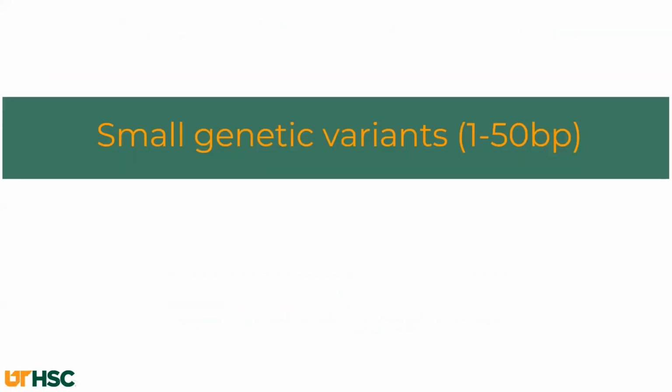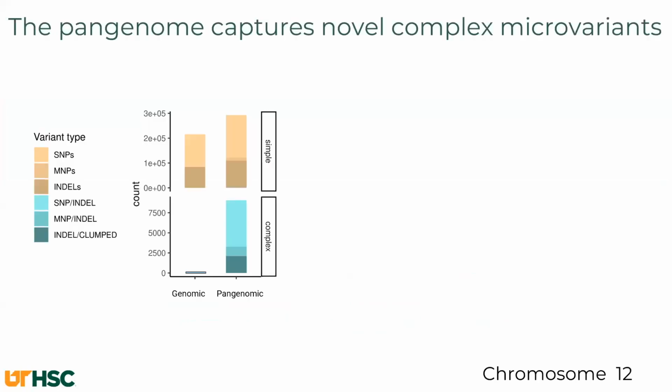So I started to study microvariants, and what I found is that you can see here the count of variations for the genomic standard approach and the pangenomic approach. And you see here simple variations. By simple variation, I mean SNPs and indels. Instead, by complex variation, I mean combinations of variants, as you can see here. And so the pangenome is able to see complex microvariants that are seen little in the genomic approach.